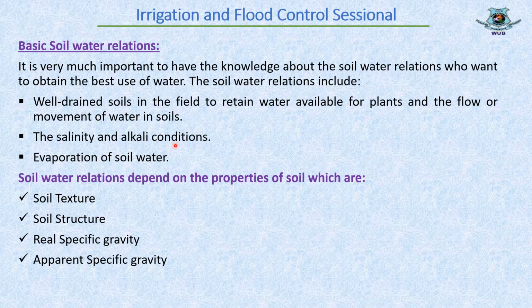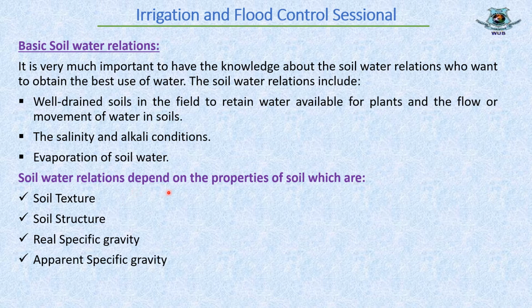Then the salinity and alkali conditions. Water may contain salts or it may be alkaline. So it is very important to know the limits of saline or alkali for different soil and for different plant. Then the last one is evaporation of soil water. Water may evaporate from soil, which differs with the soil types. It is also important to know the quantity of water and interval of irrigation.